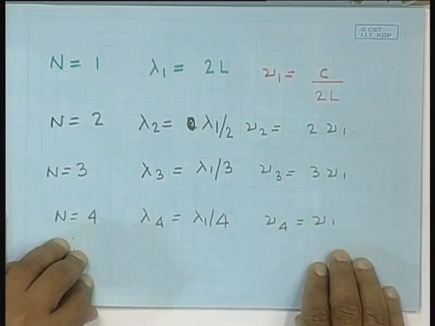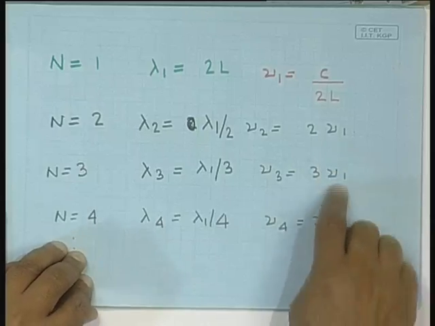So, the first harmonic, which is the fundamental mode, has a frequency C divided by 2L, twice the length of the string. The second harmonic has a frequency which is twice this. The third harmonic has a frequency which is 3 times this. The wavelength is half, 1/3. The fourth harmonic has a wavelength which is 1/4 of the fundamental wavelength, and the frequency which is 4 times the fundamental frequency. So, these are called the higher harmonics of the string.